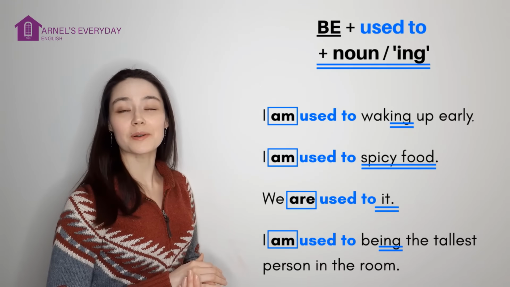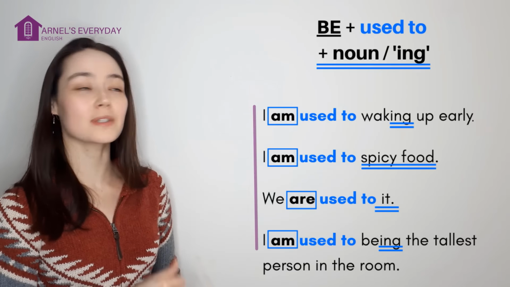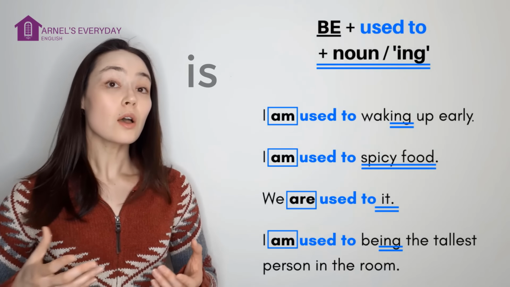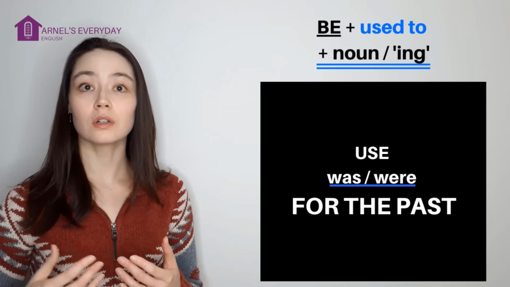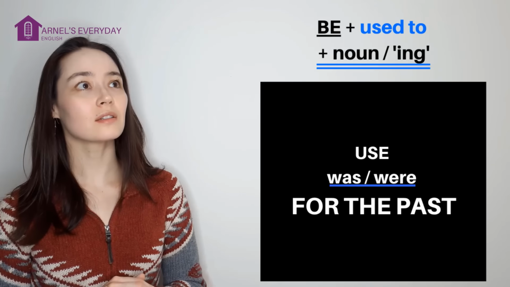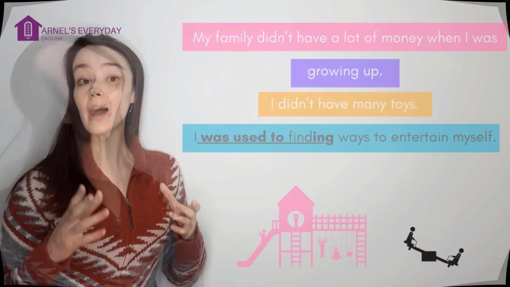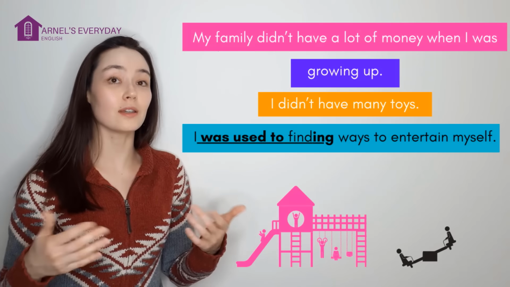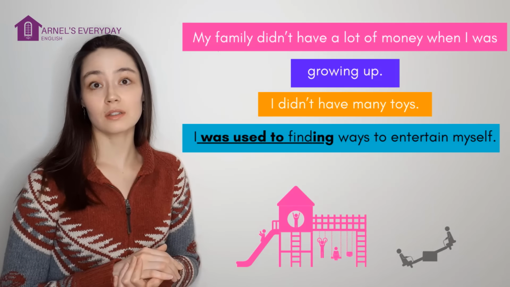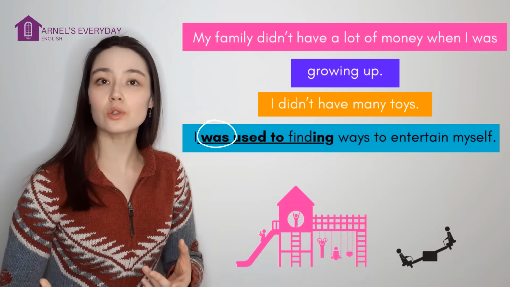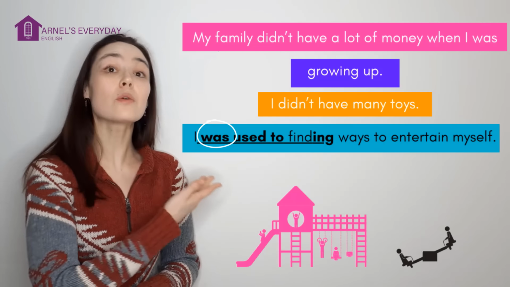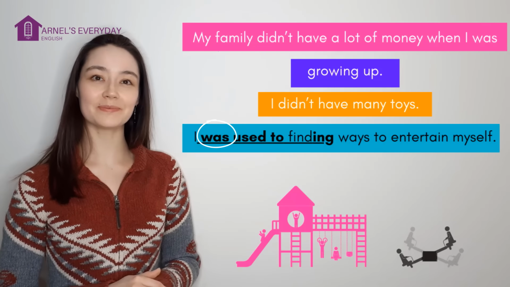Again, another ing form. Here I have the present be forms. I have am, are, of course is another form. We can also use was or were for things that were normal in the past. My family didn't have a lot of money when I was growing up. I didn't have many toys. I was used to finding ways to entertain myself. That was normal for me in the past.